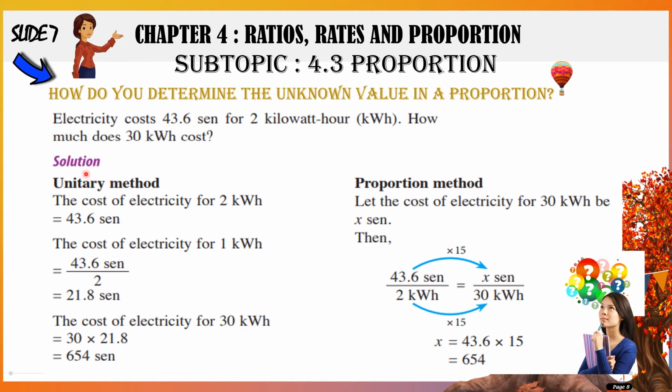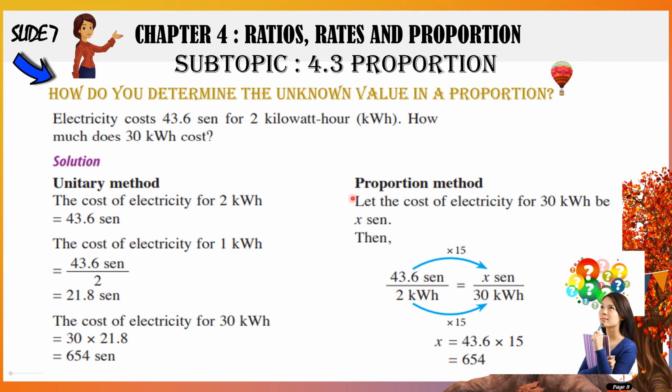The number one solution is to use the unitary method. The cost of electricity for 2 kilowatt hour is a total of 43.6 cents. The cost of electricity for 1 kilowatt hour, to find the 1 kilowatt hour, you need to divide by 2. So you get 21.8 cents. So the cost of electricity for 30 kilowatt hour, you need to times 30 and 21.8. So the answer is 654 cents.